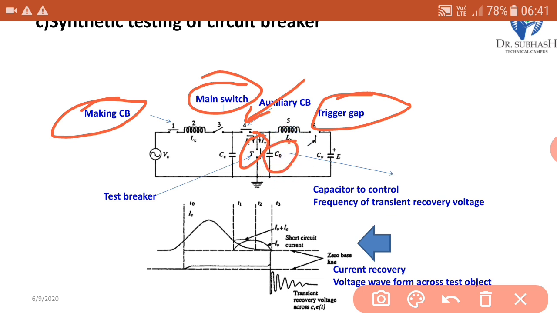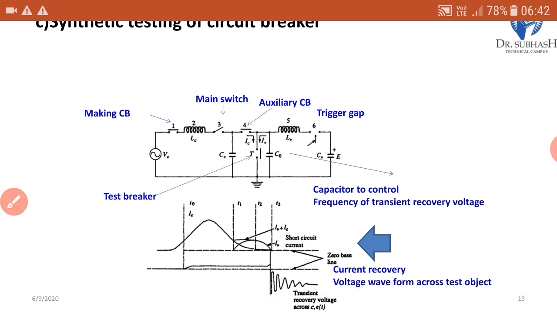And this capacitor is to control frequency of transient recovery voltage, and this is the recovery voltage waveform across test object. This one is the transient recovery voltage across capacitor. So this is the complete setup of synthetic testing on circuit breaker.